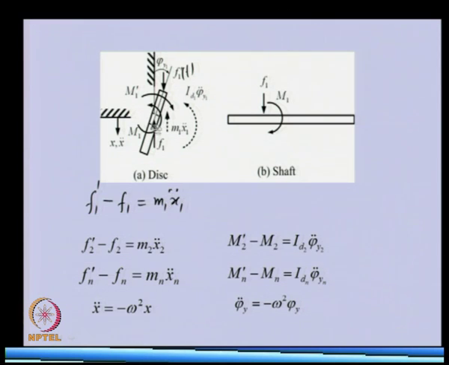Now, let us take the moment balance. This is the external moment, and the reaction moment from the shaft. These two moments acting should be equal to the rotary inertia.